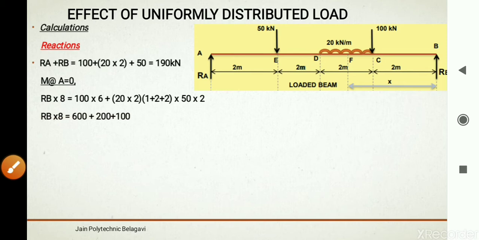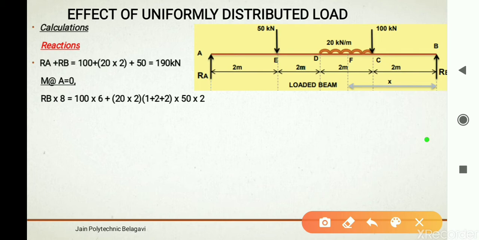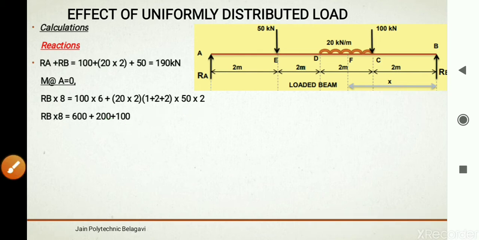Next we have the calculation part done further. 100 into 6 is 600, 20 into 2 is 40, 40 into 5 is 200, and 50 into 2 is 100. So total it is 900. Totally RB into 8 is 900. RB is equal to 900 divided by 8.